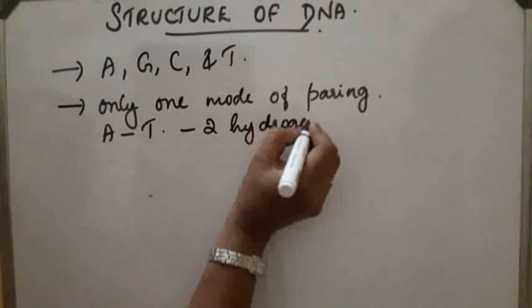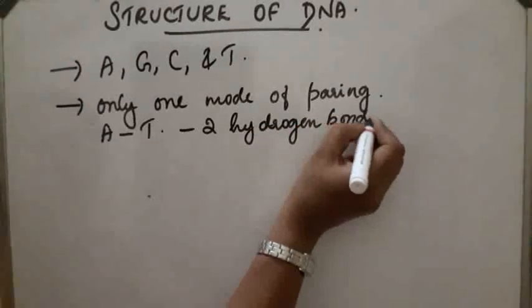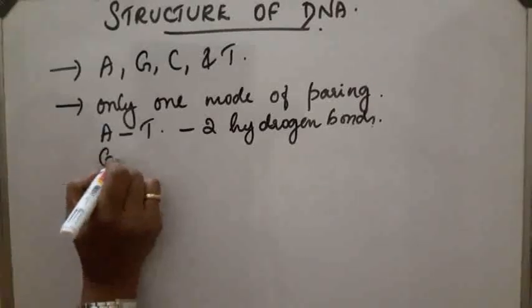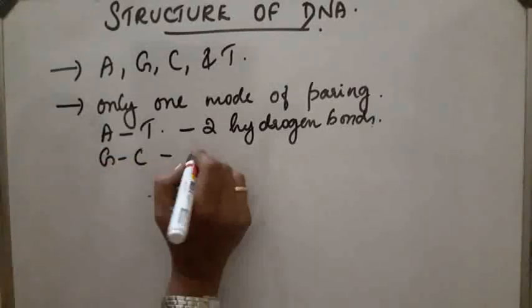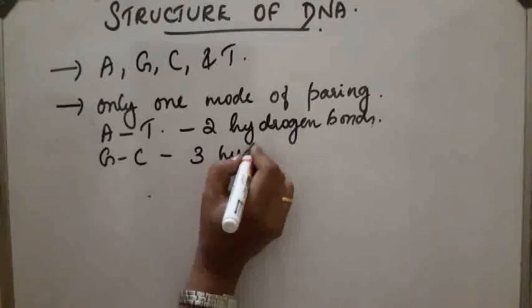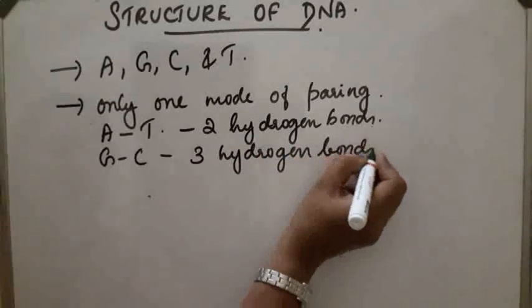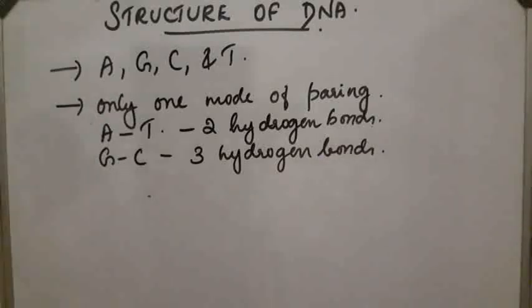Next, guanine pairs with cytosine. This is specific, via three hydrogen bonds. Other combinations are less favored.